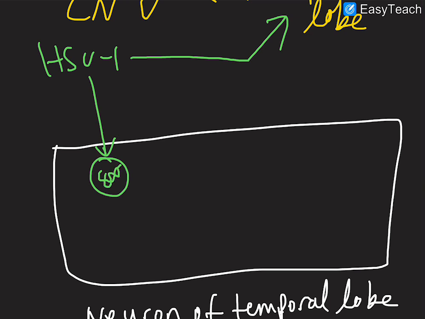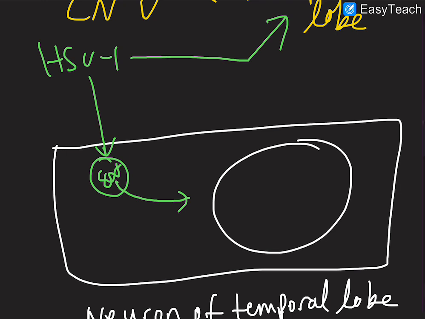Now what happens is, this viral nucleocapsid, this HSV1, it has what? It has its double-stranded DNA inside of it, because we said it's a DNA virus. It actually goes into the nucleus of the neuron and releases its genetic material, which is its double-stranded DNA.